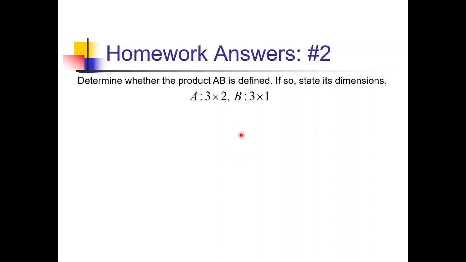For this problem, we want to know if the product of these two matrices, at least the ones with these dimensions, is going to be defined. So taking a look at the columns of the first, this is a 2, and the 3, the rows of the second, those have a mismatch, so that means that this product will be undefined.